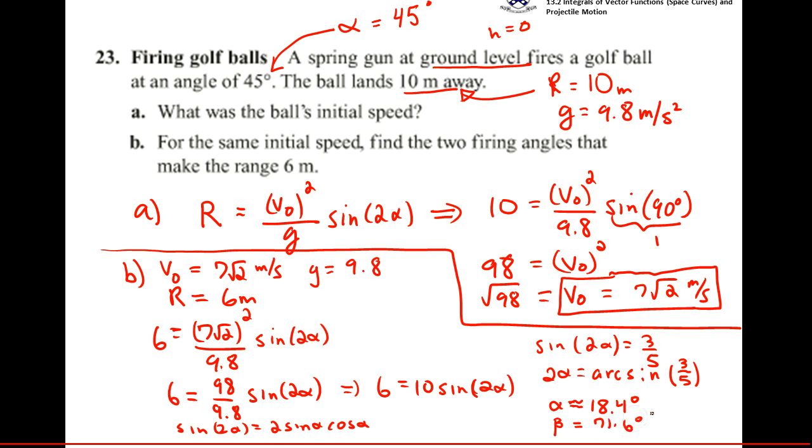It's because this product, sine alpha times cosine alpha, would be the same when you use beta as well, because of the way complements work. The sine of beta, the complement of alpha, is the cosine of alpha, and the cosine of beta is the sine of alpha. They just flip-flop, so that product will be the same, and it'll still be true. And so these are the two firing angles. If you fire at 71.6 degrees, or if you fire at 18.4 degrees, it'll land 6 meters down the road.